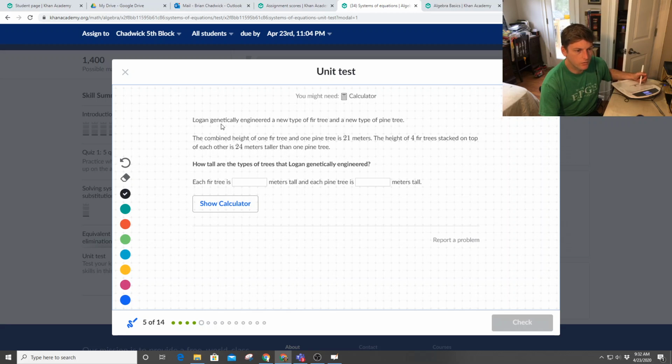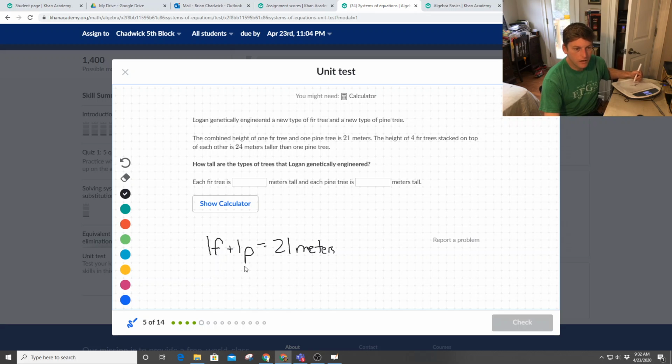The combined height of one fir tree and one pine tree is 21 meters. So again, we have a combined height of one fir, and hopefully I don't get confused with my variables here, and one pine equals 21 meters. I'm just going to write this out. I need to quit confusing myself. The height of 4 fir trees stacked on top of each other is 24 meters taller than one pine tree. So how tall are these types of trees?